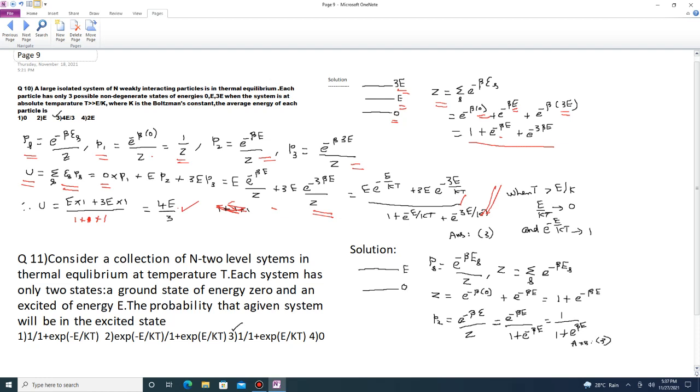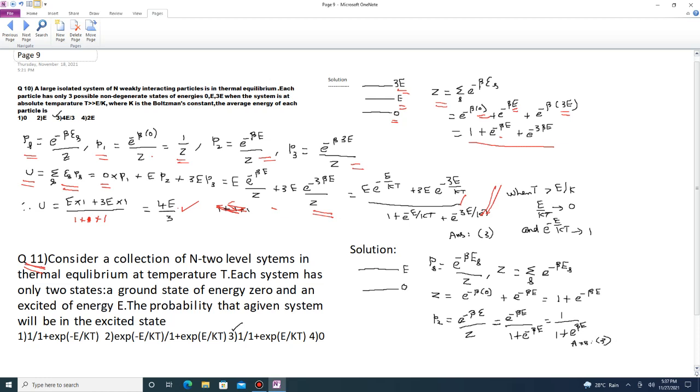The average is right. Now let us go to the next problem, question number 11. Consider a collection of n two-level systems in thermal equilibrium at temperature T. Each system has only 2 states, a ground state of energy 0 and an excited state of energy E. The probability that a given system will be in the excited state is.